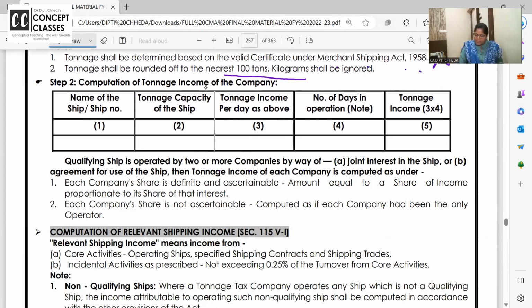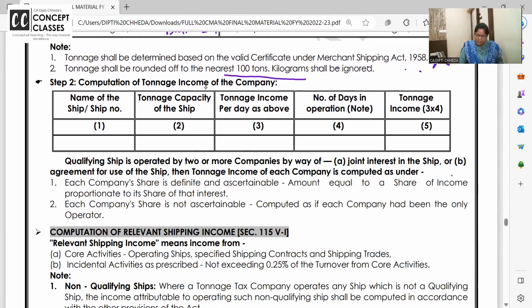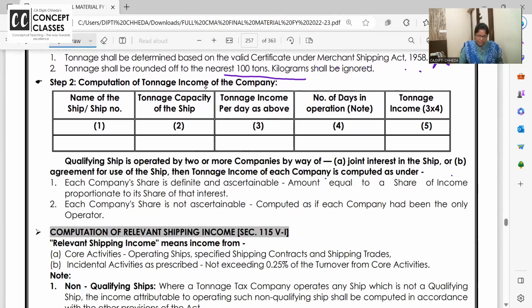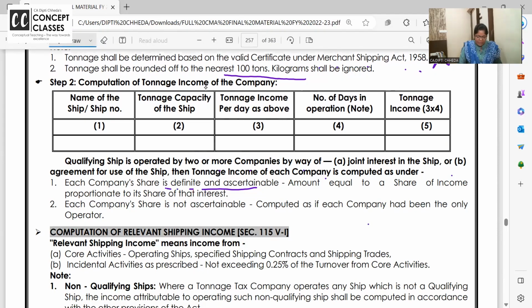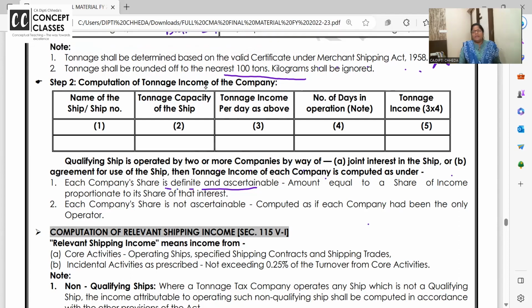They have given the format, but we know qualifying ship, if it is operated for 2 or more companies, joint interest or agreement, then the tonnage income of each company is computed if their share is definite, and if it is not certain, compute as if each company has been the only operating company. So generally अगर आप share कर रहे हैं किसी के साथ ship, तो proportionately you will compute the income.